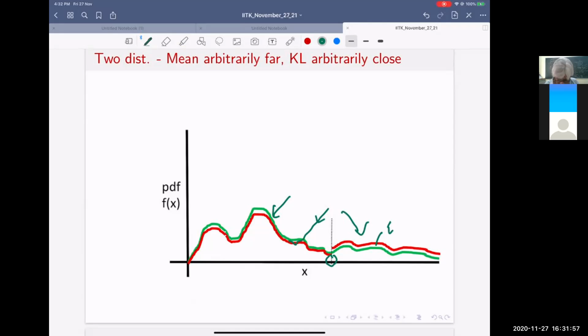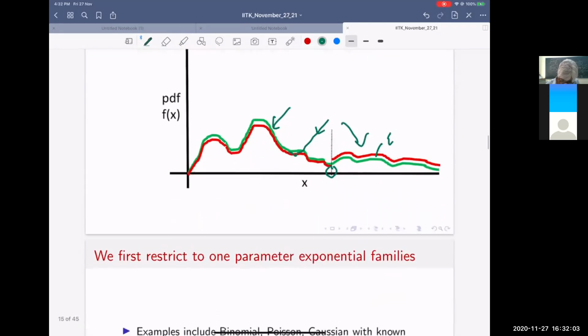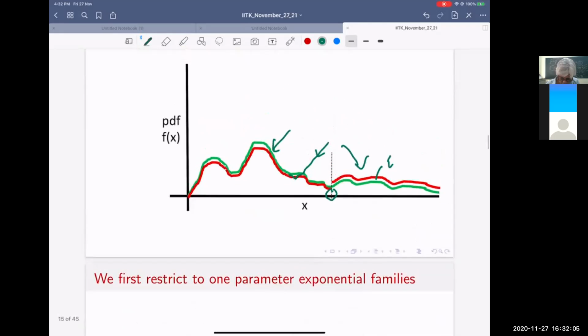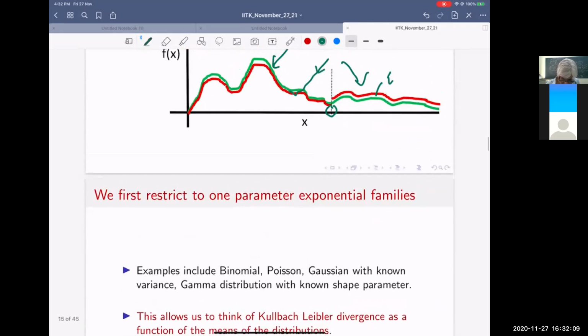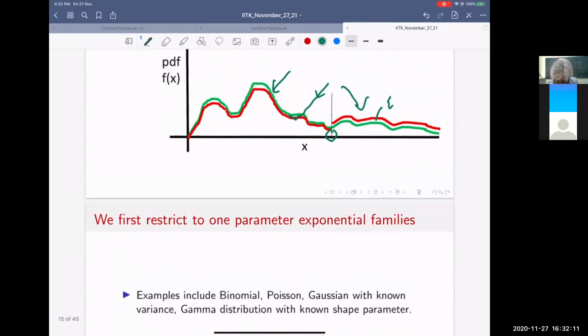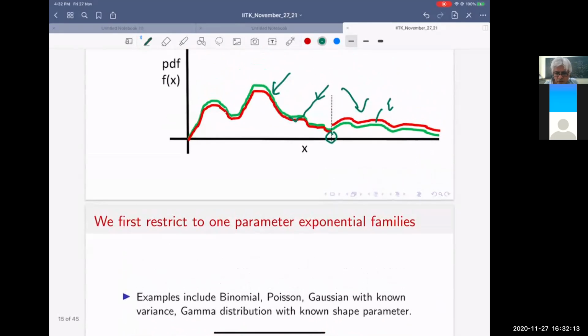So, one distribution can have a much larger mean, but still be arbitrarily close in terms of Kullback-Leibler distance. So that's a problem that you can't get away from. You can't say much about these distributions. So some restrictions are going to be necessary in the space of distributions that you consider if you want to have good algorithms.